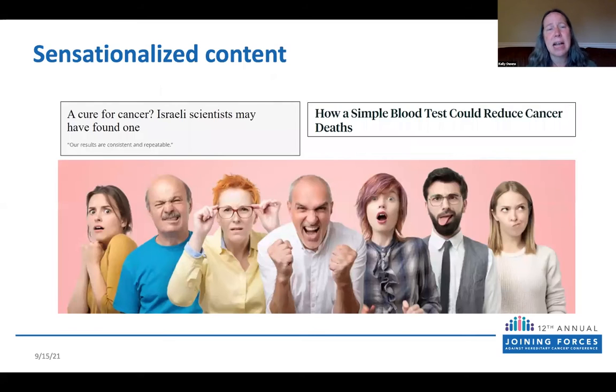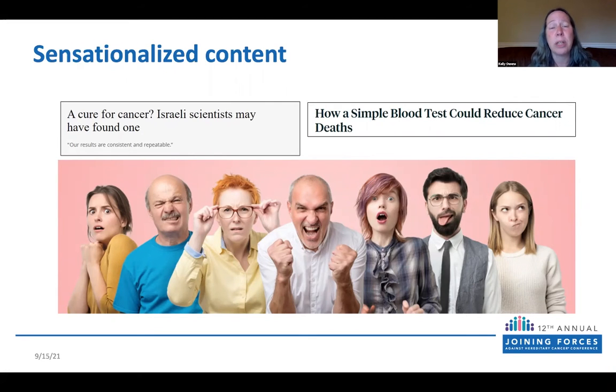And that sensationalized content, things like a cure for cancer, Israeli scientists may have found one. This was an article that we profiled recently at Force, where a newspaper had highlighted this particular company's work as a cure for cancer, but there wasn't a lot of published data to validate that. And similarly, on the right, how a simple blood test could reduce cancer deaths talks about a test that is perhaps a useful test, but still is undergoing some evaluation by the scientific community.